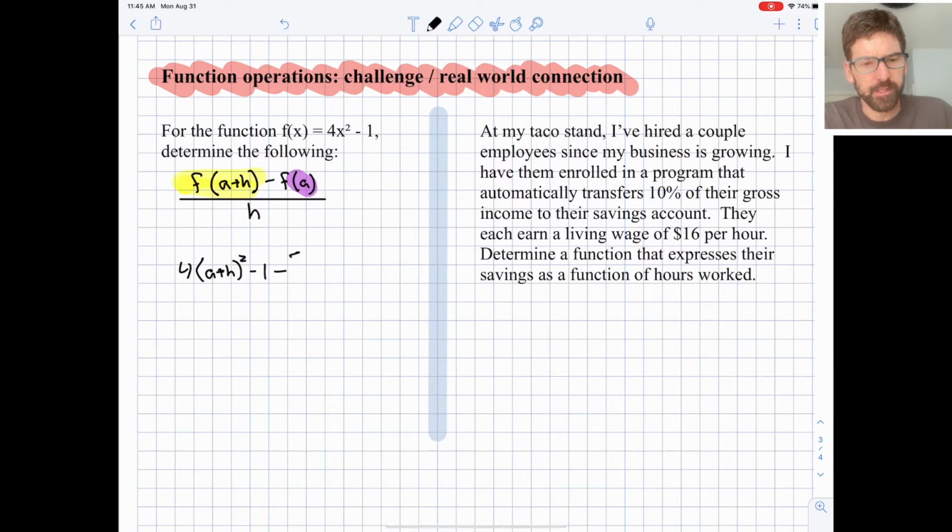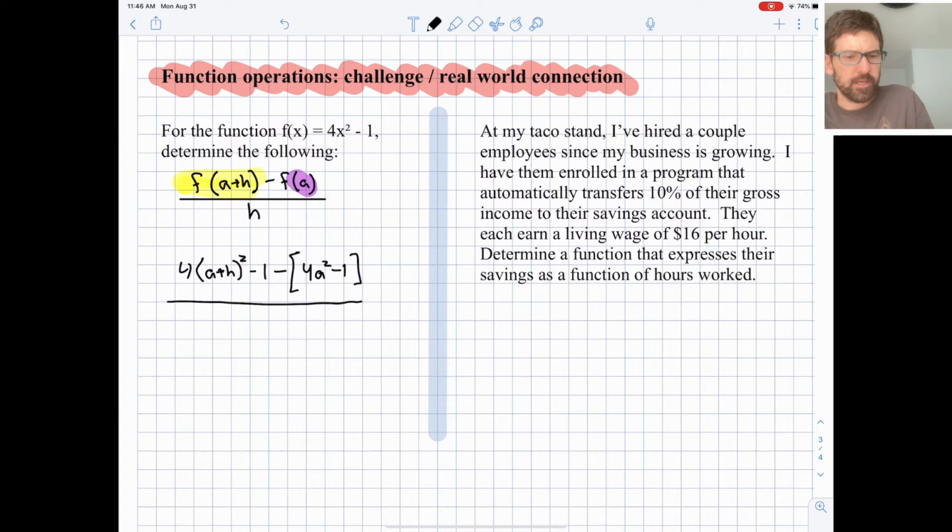And I'm going to put this in a big set of brackets because we're subtracting multiple terms here, and I want to make sure we distribute that subtraction. So instead of 4x squared minus 1, it's 4a squared minus 1. And that's all going to be divided by h. Okay, so looks like we did all the function stuff, and now we just need to do some simplifying, and let's see what we get.